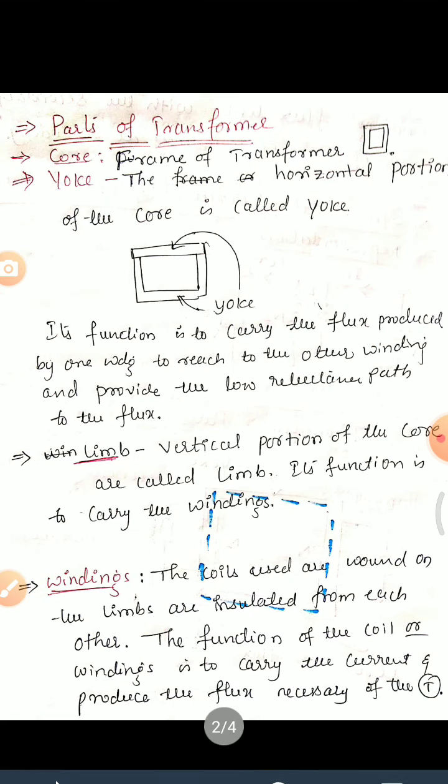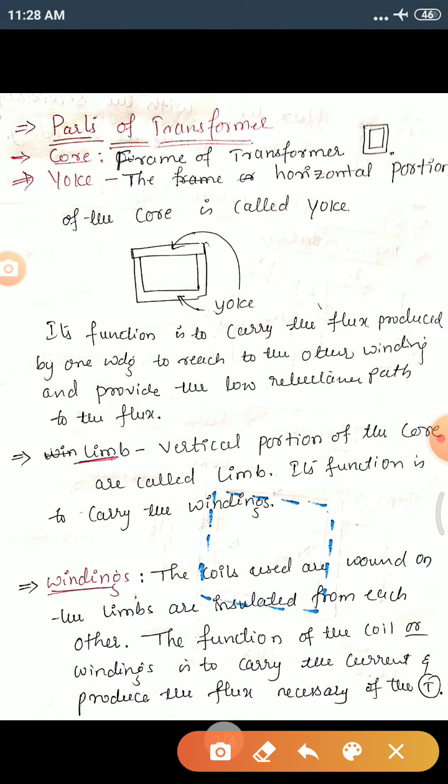As we said, the core is the frame of the transformer. It is made up of high grade laminated silicon steel, and its function is to carry the flux produced by the windings.